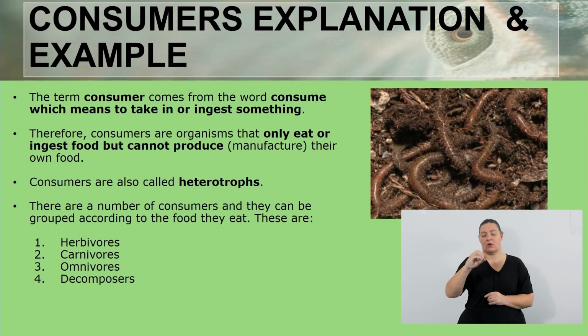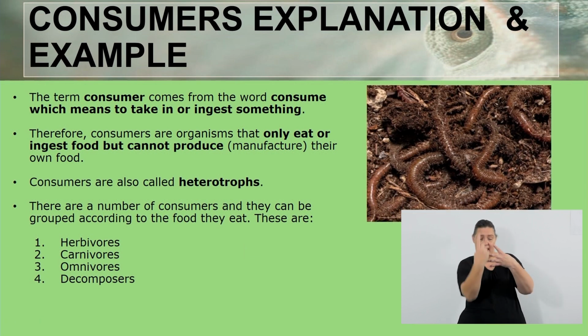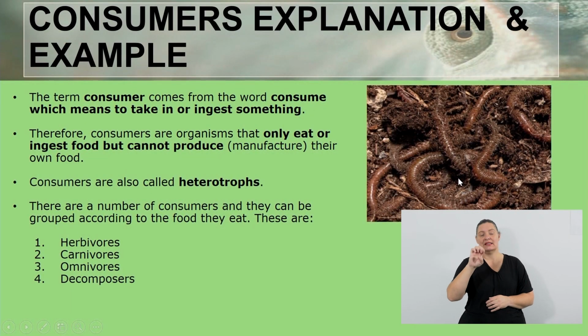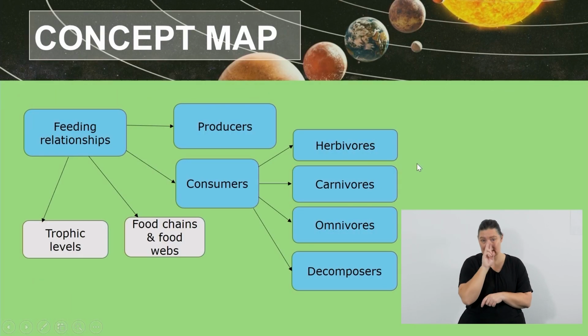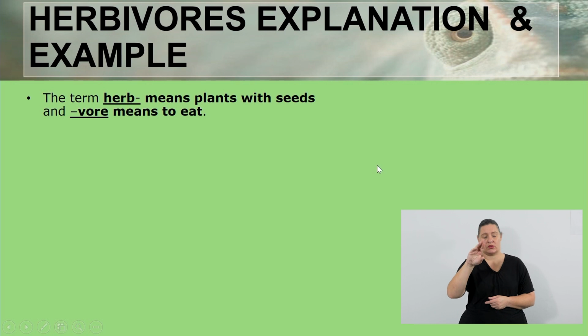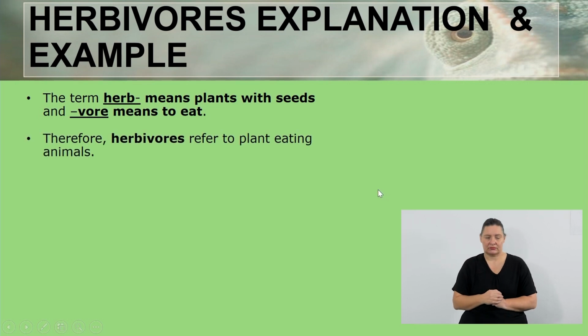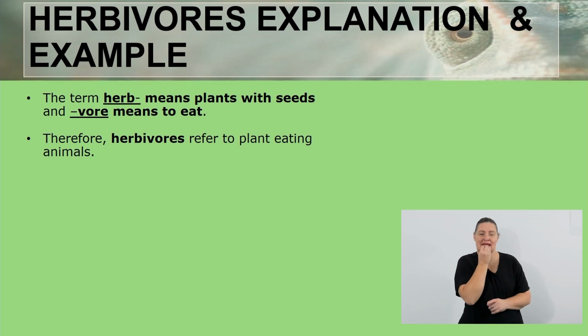Now we are going to look at each and every one of them in detail. By the way, this is a picture of decomposers. If you look closely, these are worms. Right, so we are going to look at the first consumer, which is herbivores. So the term herb means plants, and vor means to eat. So herbivores are organisms that eat plants.